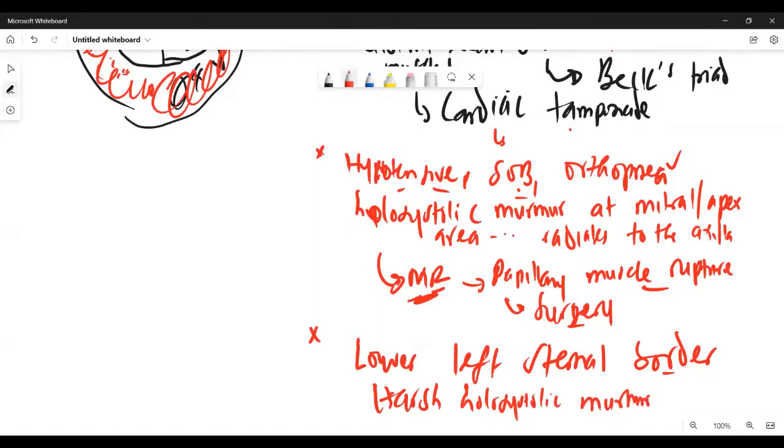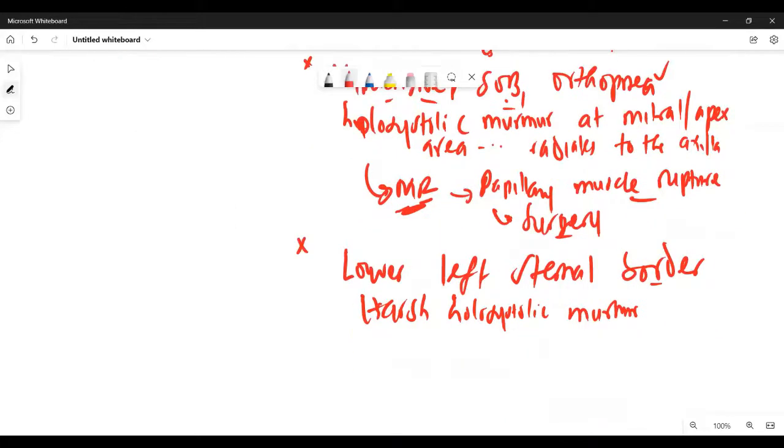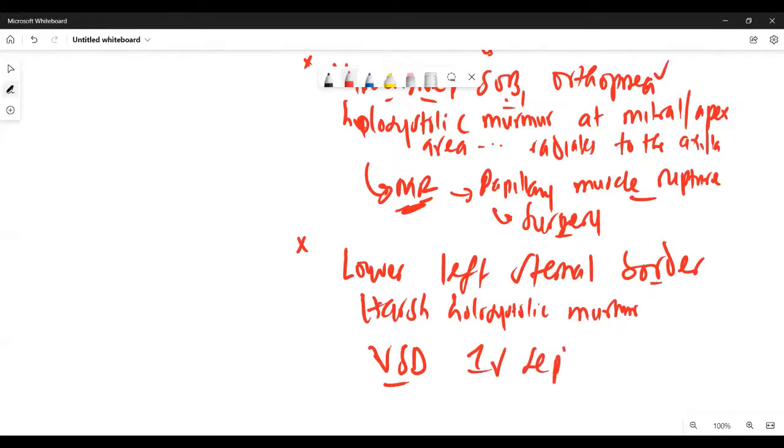What do you guys think? Very good, right? So you're thinking of VSD. So it looks like the murmur that we hear in VSD, ventricular septal defect. So this is most likely due to intraventricular septum rupture. So as a result of that, right, that creates a left to right shunt of blood. And that creates that holosystolic murmur. And this patient also needs a surgery.